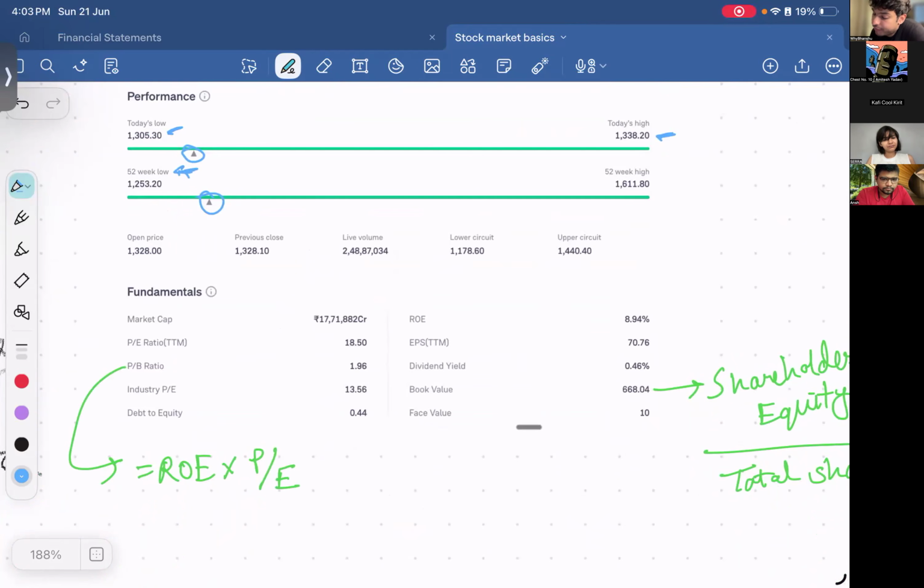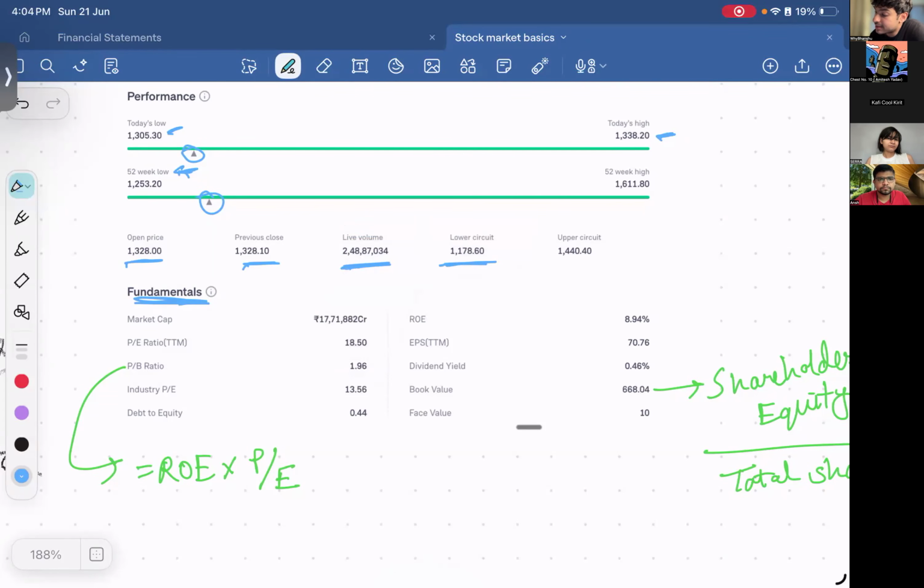Now let's look at fundamentals. This is not simple, but for us it's simple, but it's what we really want to understand about a company, right? This is again the same thing: open price, close, previous close, live volume. This is the total amount of shares which got traded today. So by the way, live volume can be greater than the overall number of shares of a company. Why? Because the same shares can get traded back and forth.